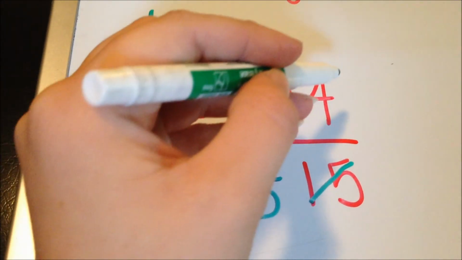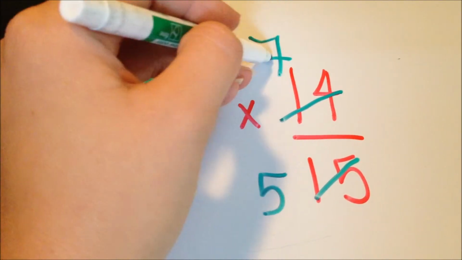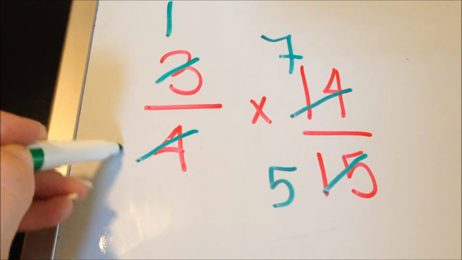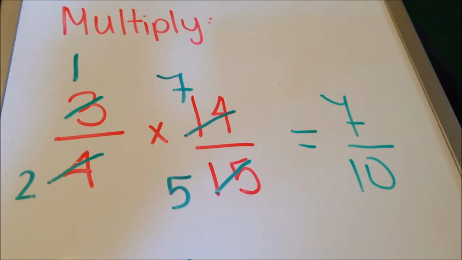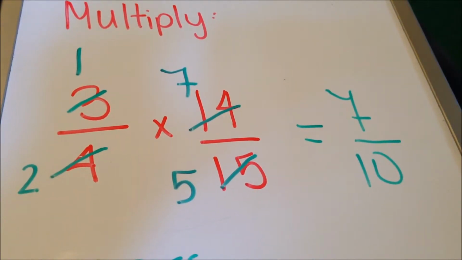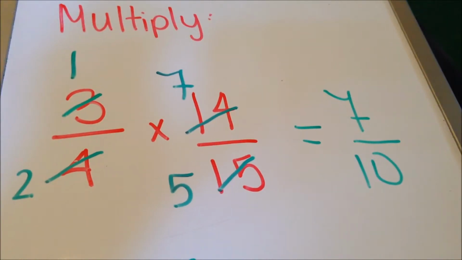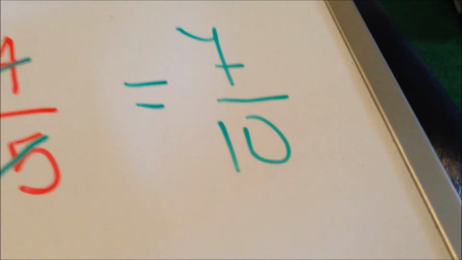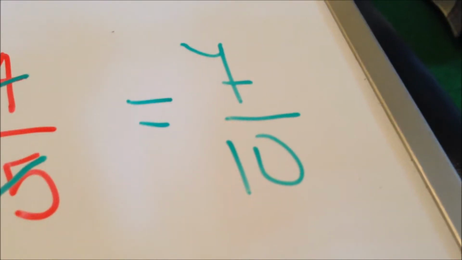And then in terms of 14/4, both divisible by 2. So 14 divided by 2 gives us 7, and then 4 divided by 2 gives us 2. So that's cross-reducing. Once you're done cross-reducing, you can multiply like you normally do. You just multiply across on the top and multiply across on the bottom. So 1 times 7 gives you 7, and 2 times 5 gives you 10. And once you cross-reduce as much as you can, your final answer will be in lowest terms, so 7/10.